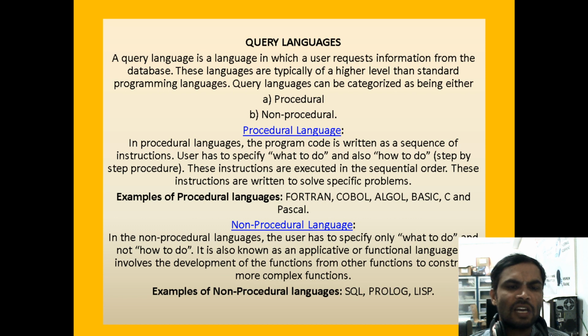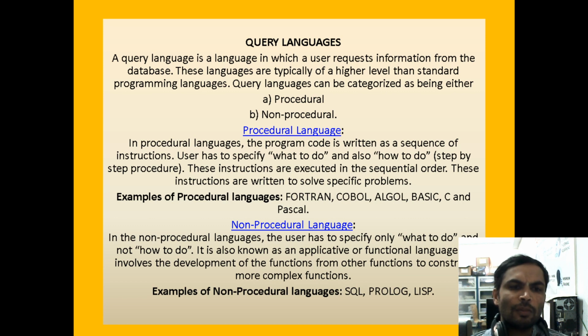Under the query language, again it is categorized into two types: procedural and non-procedural language. Coming to the procedural language, it is similar to programming code written as a sequence of instructions. We write the procedural language in sequence, step by step: what to do and how to do it. The instructions should be executed in sequential order, step by step. These instructions are written to solve a specific problem.